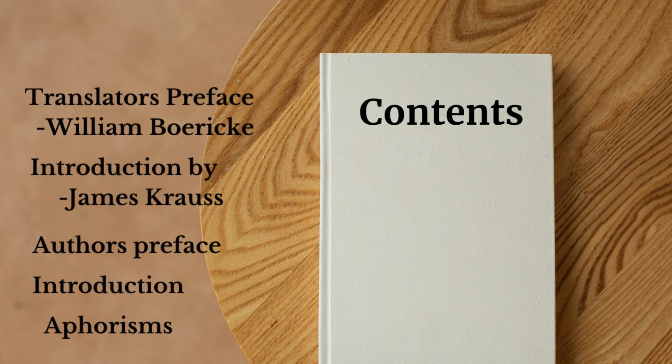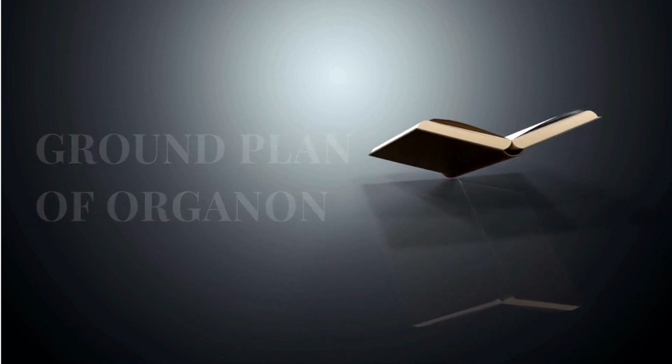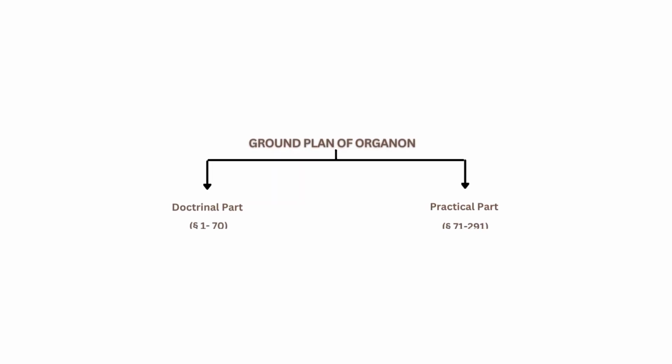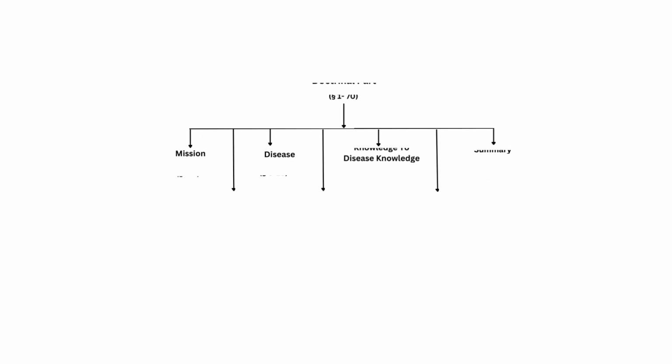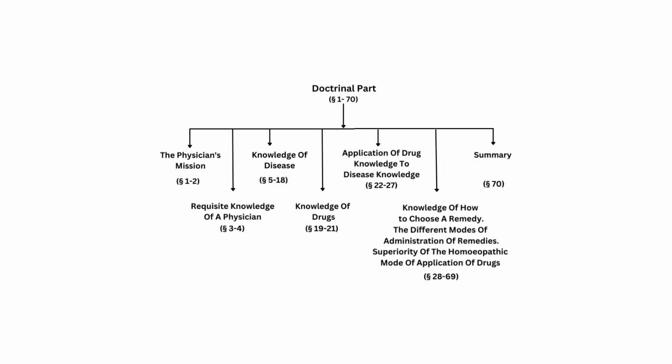Translator's preface by William Boericke. Introduction by James Krauss. Introduction by Dr. Samuel Hahnemann. Aphorisms. The ground plan of Organon. The aphorisms are divided into the doctrinal part, aphorism 1 to 70, and the practical part, aphorism 71 to 291. The doctrinal part is further divided into the following.